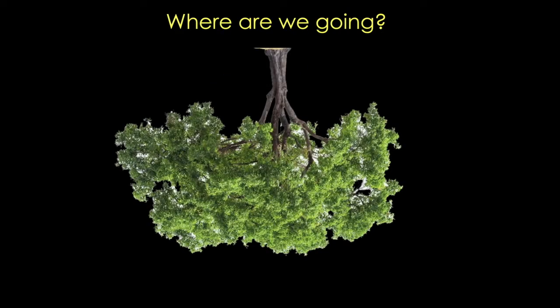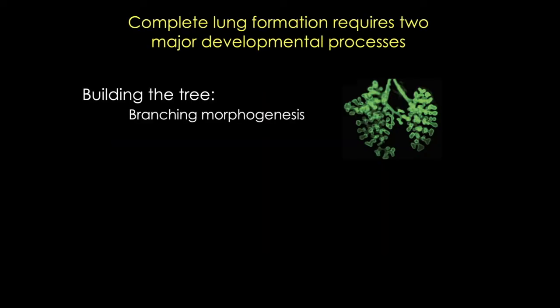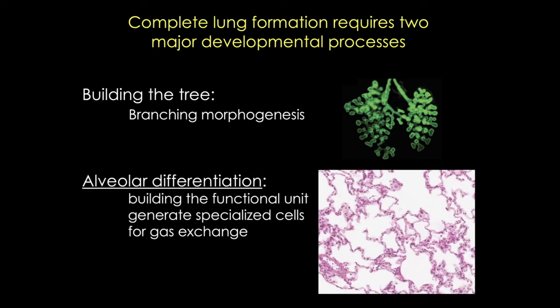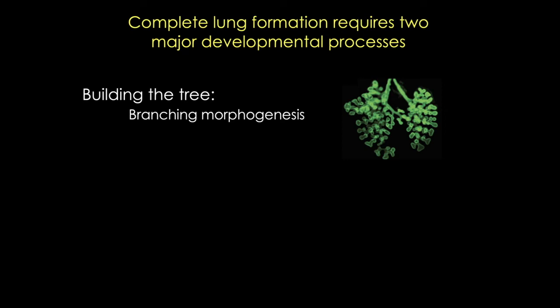Now, to simplify things, I really like to think of the respiratory system as a tree. The conducting system, the larynx, the trachea, and the bronchi, all the way to the terminal bronchioles, are like the trunk and branches of this tree, and the alveoli are essentially the leaves, performing the business of gas exchange. So in respiratory development or complete lung formation, there are 2 major developmental processes. The first, building the tree, or the conducting zone, involves a process called branching morphogenesis, while alveolar differentiation, or formation of that respiratory zone, involves the formation and differentiation of this specialized unit for gas exchange. In this video, I'll cover building the tree.